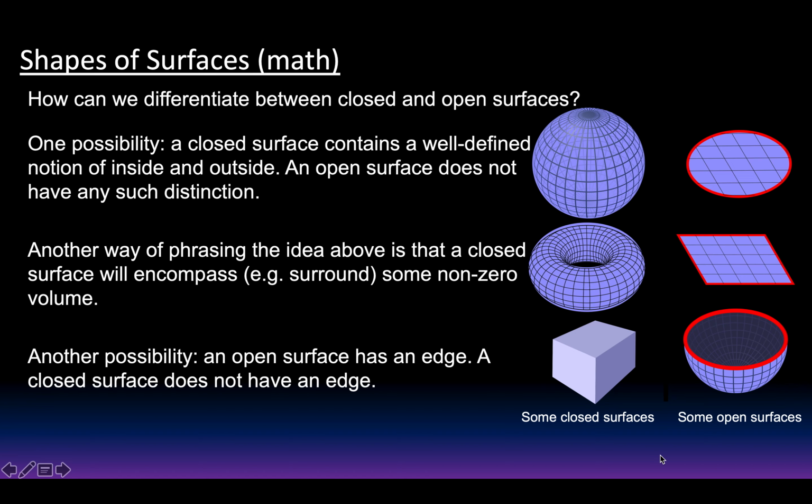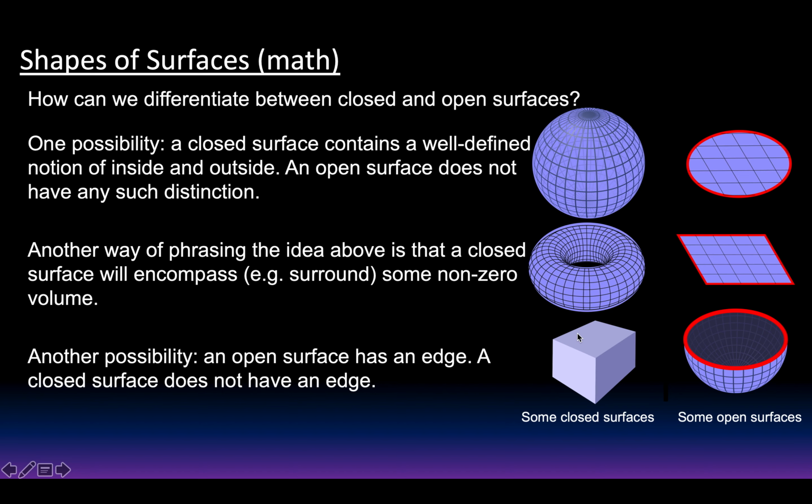Another way we could possibly differentiate between a closed surface versus an open surface is we could say an open surface contains an edge. A closed surface does not have any such edge. If we are walking along a sphere, we will always be able to walk along the sphere forever. We'll never encounter an edge. The same is true for a donut.